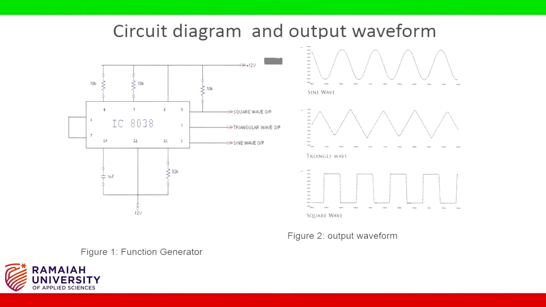The figure shows the circuit diagram of function generator and the output waveform. The output of the function generator is a square wave, sine wave and triangular wave. The output will be taken at 3 different pins as shown in the circuit diagram.